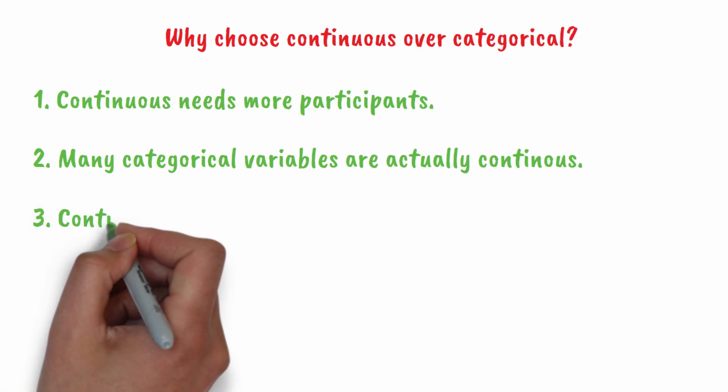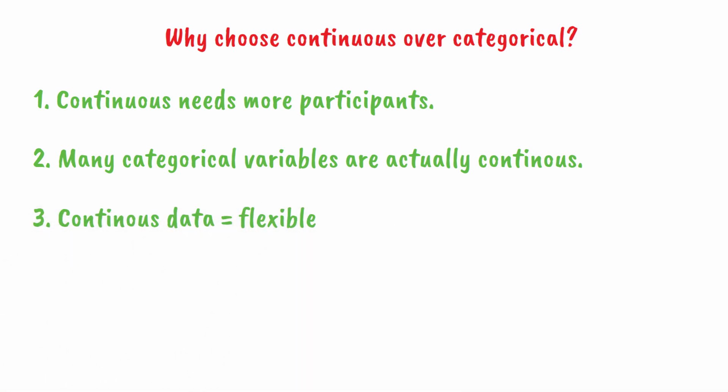Third, there's flexibility. You can always take a continuous variable and break it down into categories later. But the reverse isn't possible. If someone just ticks the box 35 to 50 years old, you'll never know if they were 36 or 47. Continuous measurement keeps your data richer.